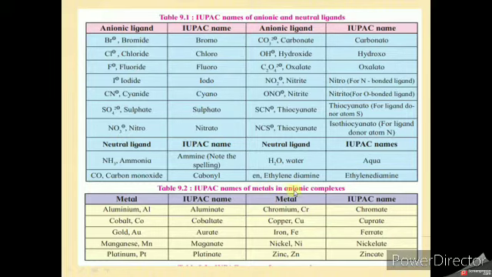Then IUPAC names of metal in anionic complex. Aluminium, replace the word ium, aluminate. Then cobalt, cobaltate. Gold, the Greek word is aurum, aurate. Manganese, Mn, manganate. Platinum, platinate. Then chromium, chromate. Copper, cuprate. Iron, ferrous, ferrate. Nickel, nickelate. Zinc, zincate.